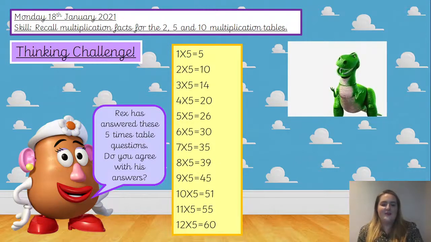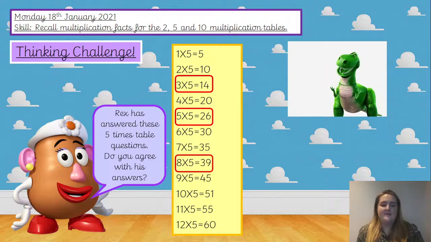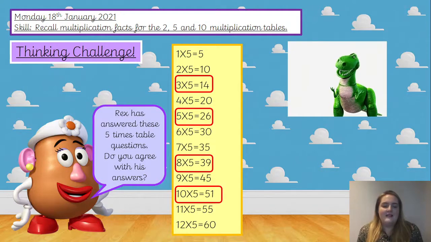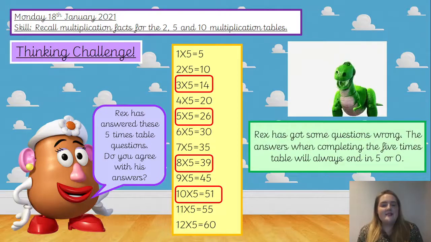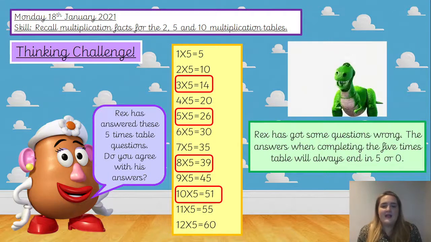Okay, hopefully you spotted a couple then. So we've got 3 times 5 equals 14. That one's not right. 5 times 5 equals 26. 8 times 5 equals 39, that's not right. And then 10 times 5 equals 51, and we know that's not right as well. So, Rex has got these questions wrong. The answers when completing the 5 times table will always end in 5 or 0. So we can see there for the other ones he got right, like 1 times 5, 2 times 5, they end in 5 and 0. But the ones he got wrong, he hasn't counted in his 5s correctly, has he? And they don't end in 5 or 0.